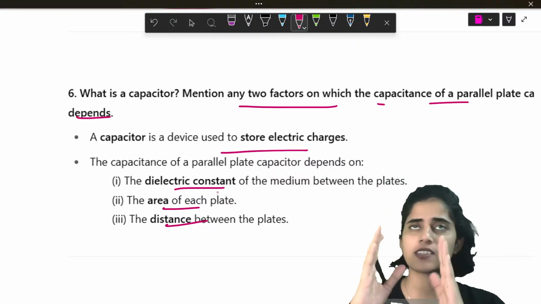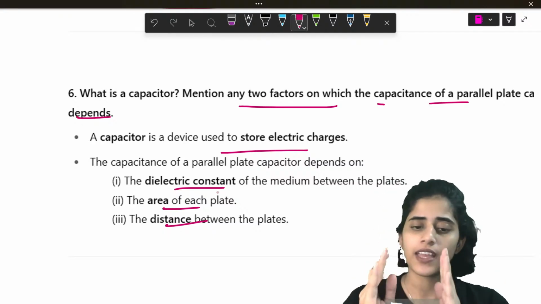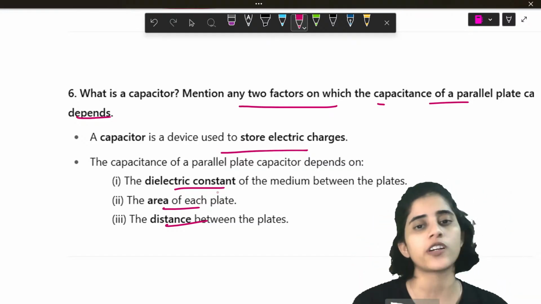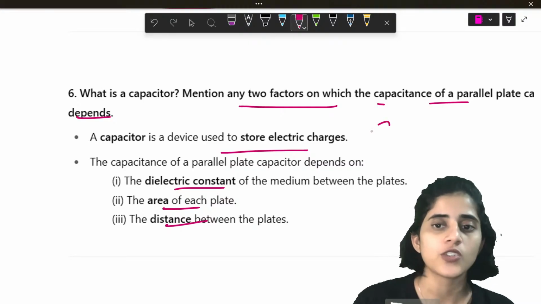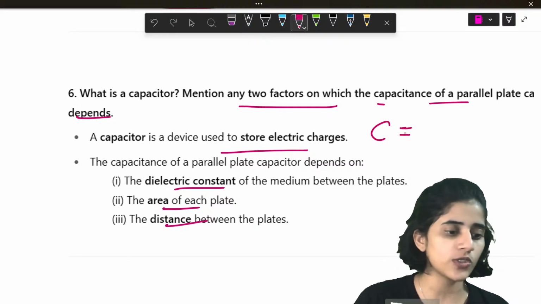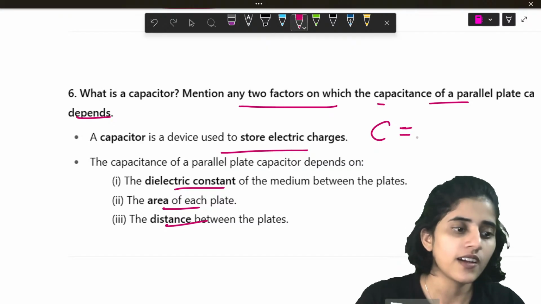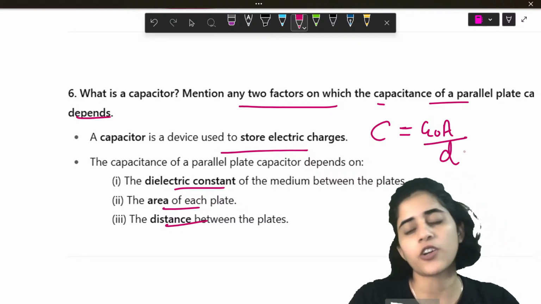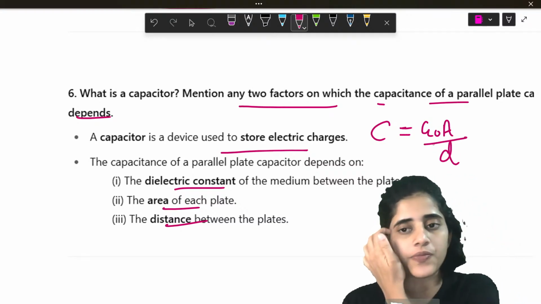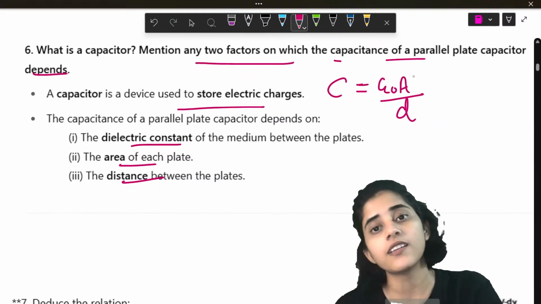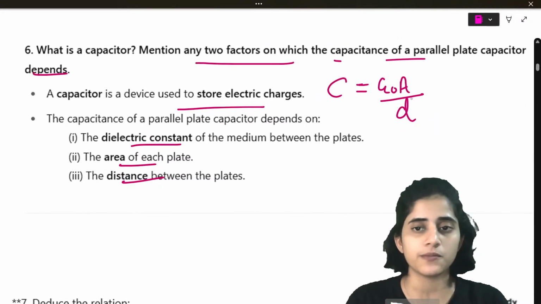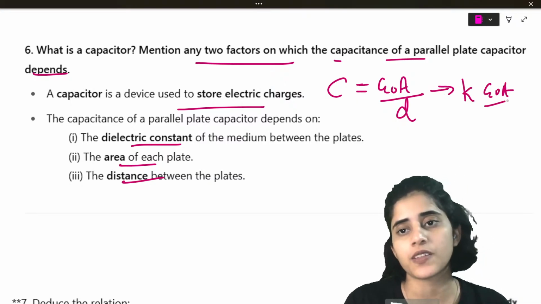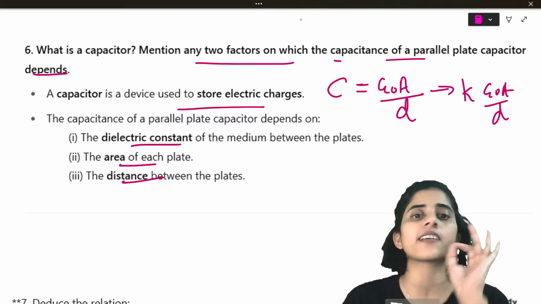So imagine I have a capacitor. I have placed the capacitor in air. Okay. And then I place the capacitor in liquid. Liquid is a dielectric. Let's say I put it in water. Water is my dielectric. So my formula C is equal to epsilon naught A by D without any medium. Now, if I place this in a medium, there will be a K term to it. So these are the three things that a capacitor depends on.